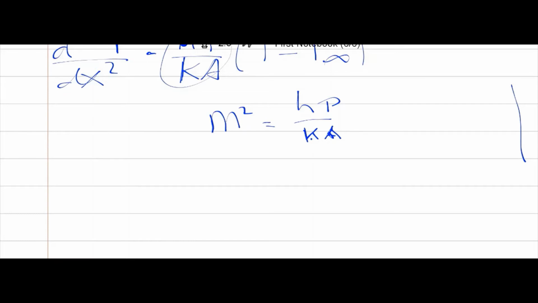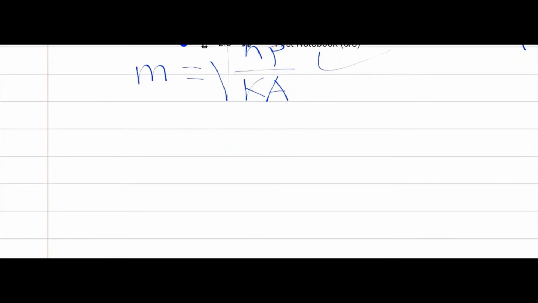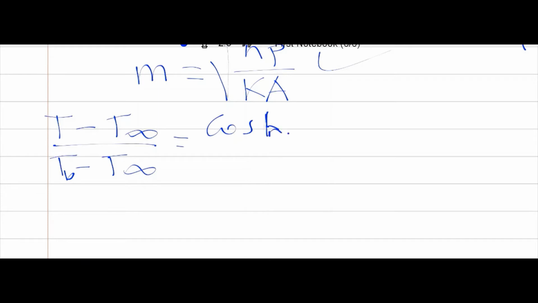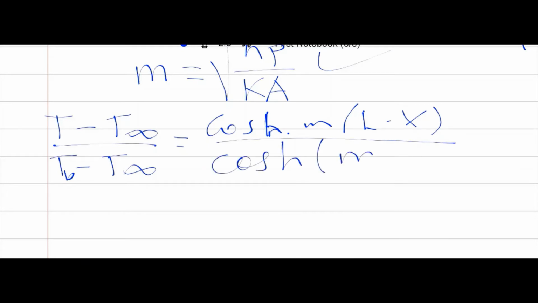So m squared is equal to hP over thermal conductivity times area, where m is the square root of that. The formula for a uniform or rectangular cross section is (T minus T ambient) over (T base minus T ambient) equals cosh of m times (L minus x) over cosh of m times L.